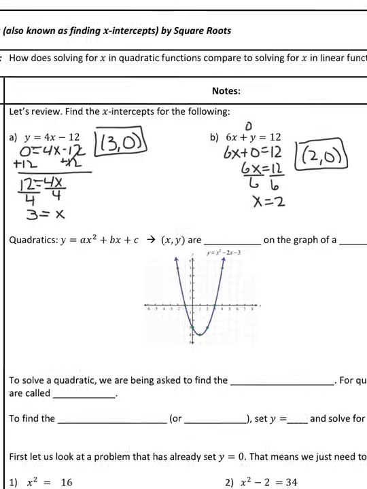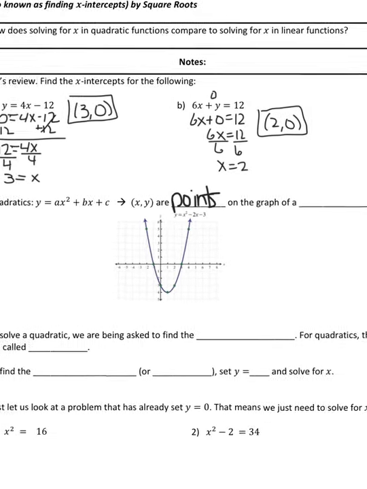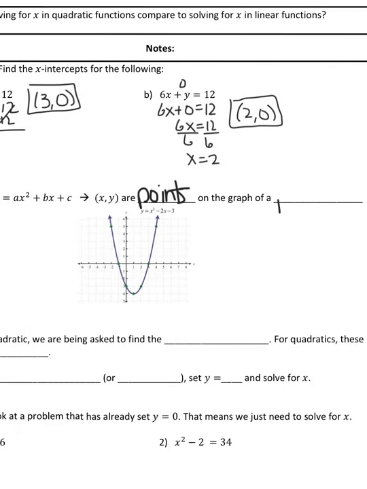The same process, the initial process at least, is what we need to use for quadratics. It just gets a little more complicated now because we have these squared things. So in quadratics, y equals ax squared plus bx plus c, right? X and y are points on the graph of a parabola. I keep emphasizing this vocab, making sure we remember that this is a parabola.